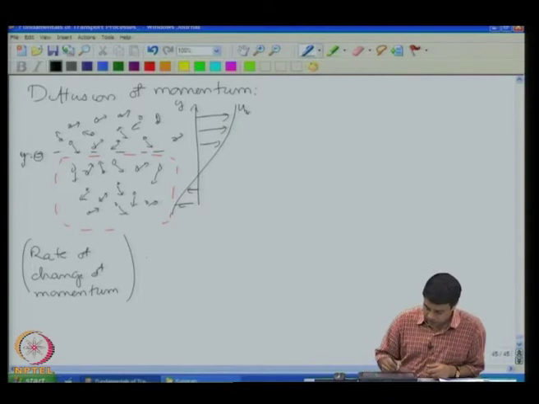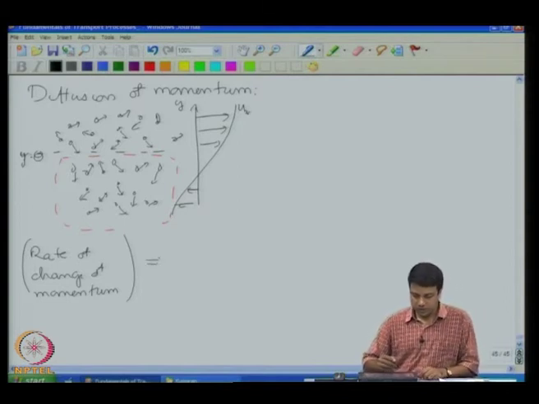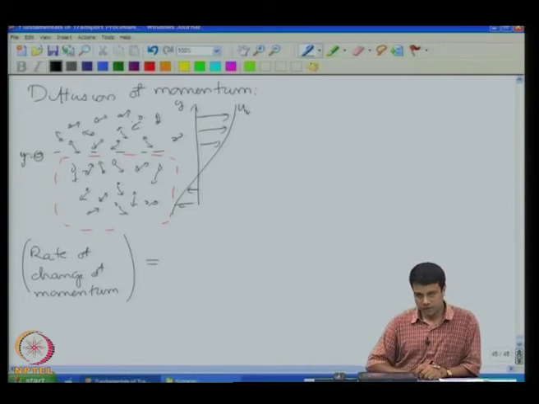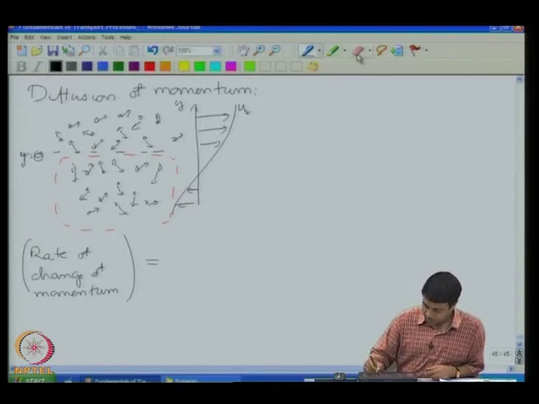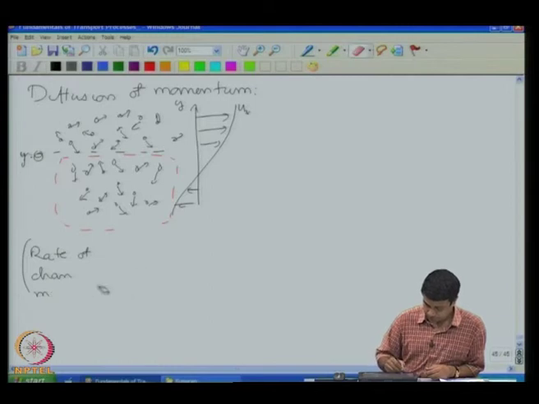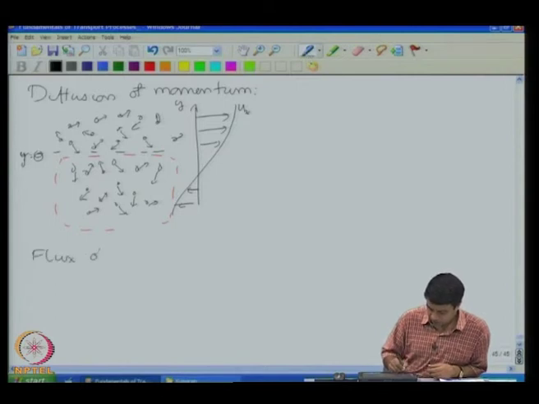So, now what is the rate of change of momentum within this volume? When a molecule goes from below to above, the momentum of this volume decreases. When a molecule comes from above to below, the momentum of the volume increases. So, now we have to find out what is the flux of momentum from below to above and from above to below. So, flux of momentum from below to above.